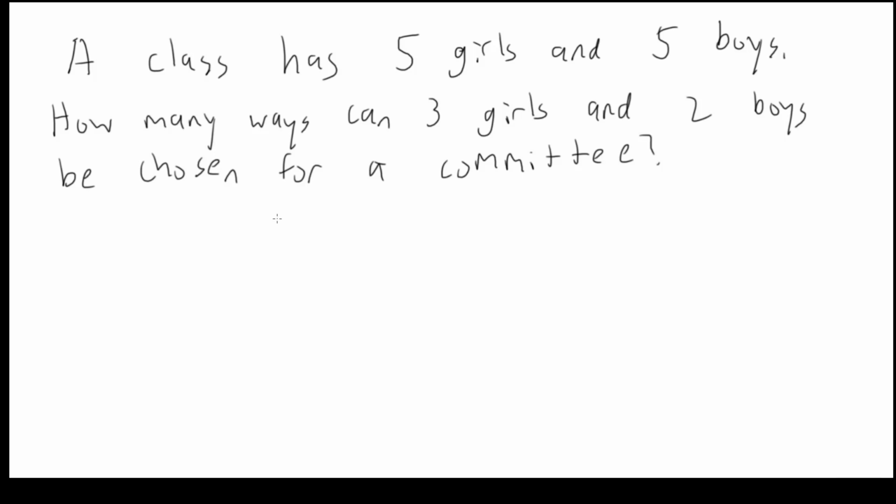Let's do another two problems involving permutations and combinations, and they're a little bit more complicated. So a class has 5 girls and 5 boys. How many ways can 3 girls and 2 boys be chosen for a committee?